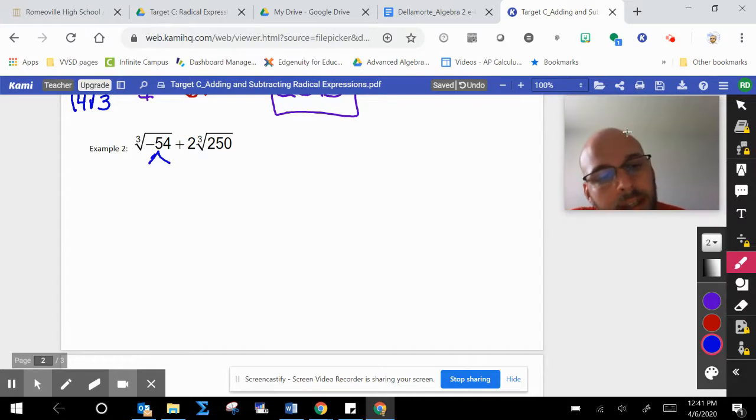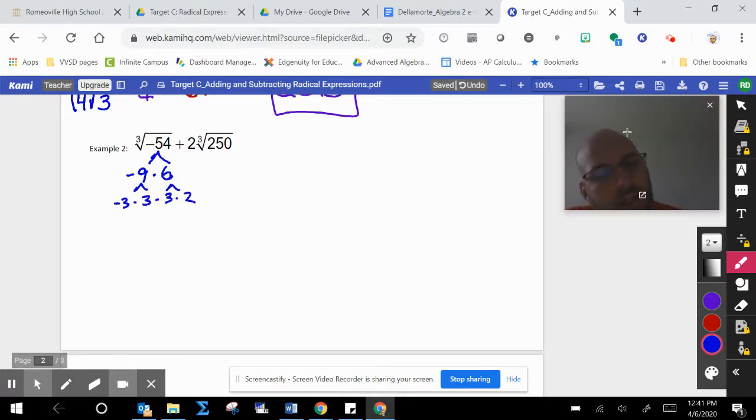So I'm going to say this is going to be a negative 9 times 6. There we go. And I can say that this is going to be a negative 3 times 3. And 6 is going to be 3 times 2. And I'm even going to pull this negative 1 apart because I want to point something out to you guys. Times 3 times 3. We have 3 3's.